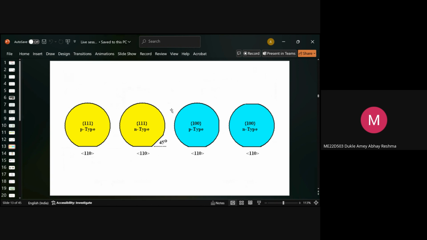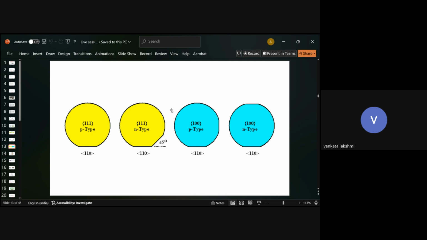Even to do that, there is a very good standardized practice. This is how a P-type semiconductor looks, and this is how an N-type semiconductor looks. P-type 111 is basically flat at the bottom. N-type 111 is flat at the bottom but also has a cut at 45 degrees. P-type 100 looks the same, but N-type 100 has flat cuts at both the top and the bottom. That is how you can identify them.